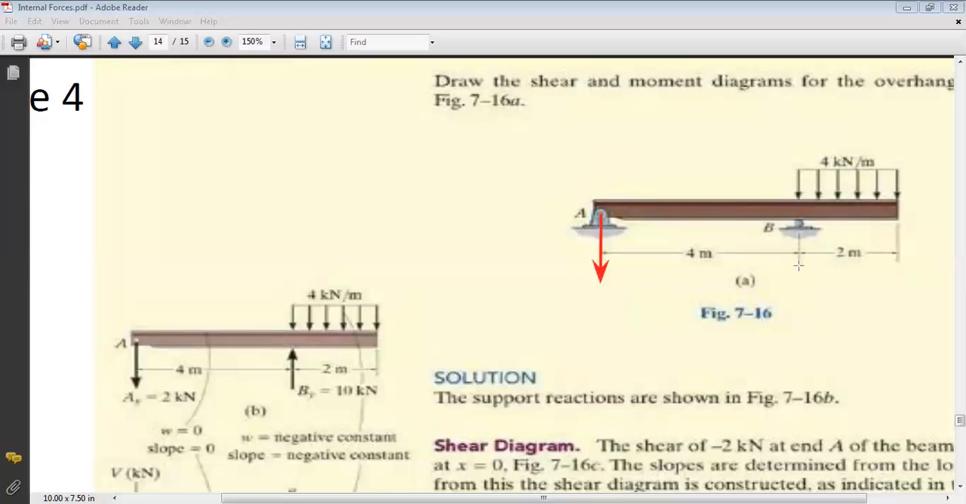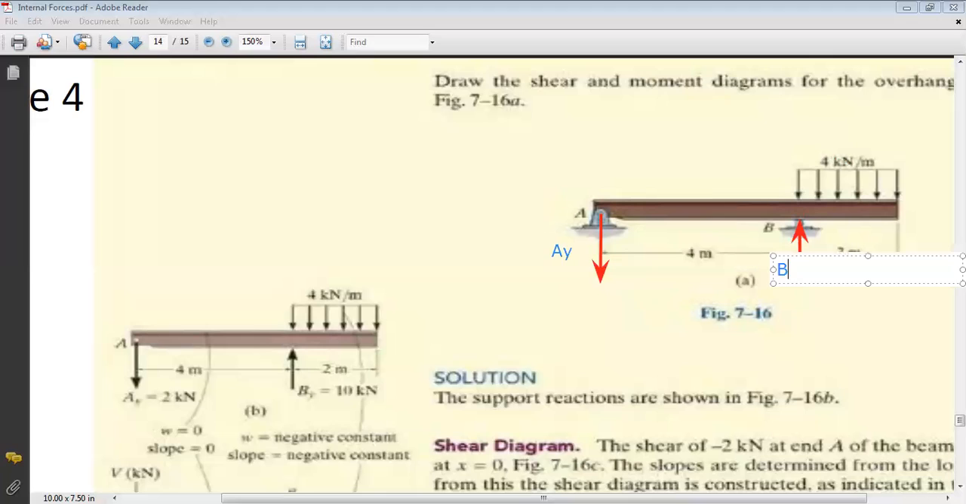And in this problem, you should start by calculating the reactions. It's not like the previous problem, because in the previous problem, the reaction was at the end, so we could just use it as a verification. However, here, we cannot start without knowing the reactions. So the first step is to find AY and BY. To find AY and BY, we apply equilibrium relations.